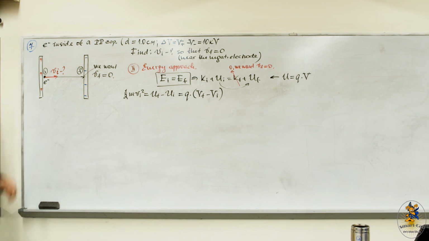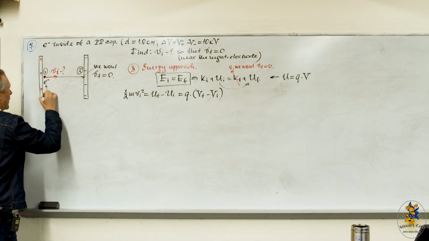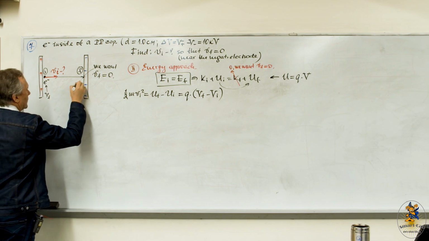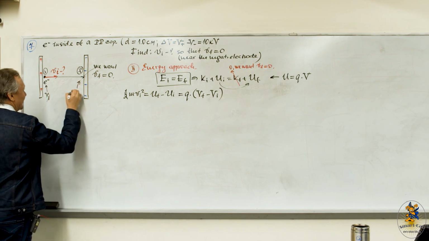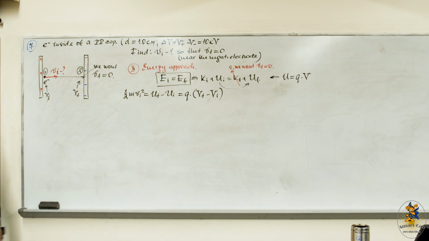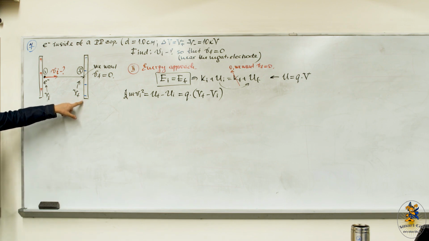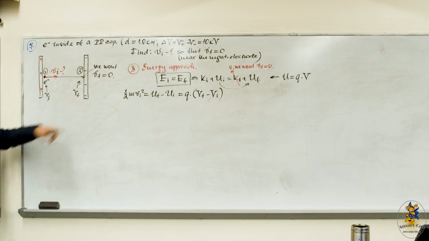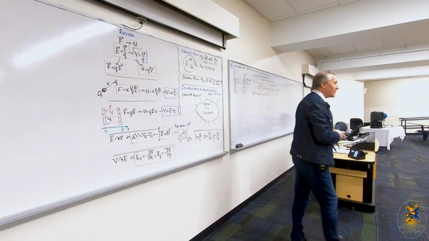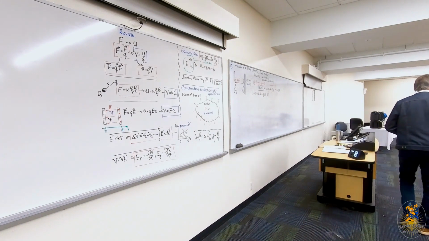Now you need to be careful with signs and which point is final and which point is initial. Look, the final point is here, right? So this is our V final. This is V initial. This is V final. So is that difference, V final minus V initial, positive or negative? What is the electric potential at the initial point, at the negative electrode?